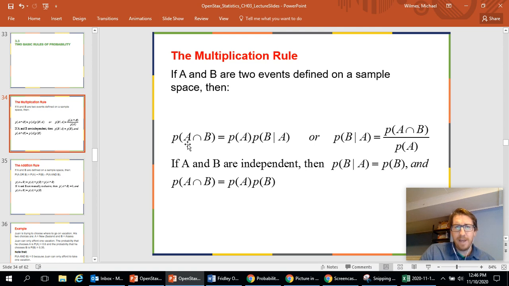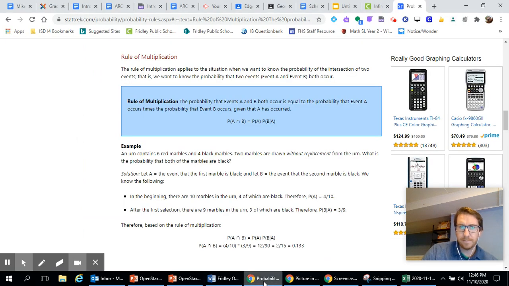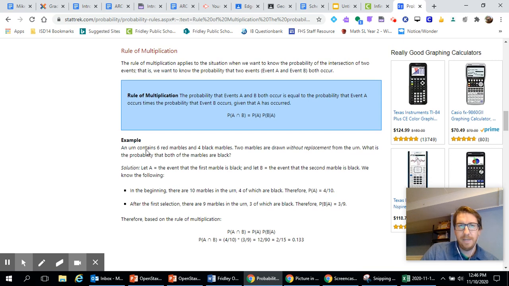To find the probability of A and B, given dependent events, we want to find the probability of A. Then we multiply that by the probability of B occurring given event A occurred, because we need event A to occur in order for this to also happen. And event A impacts the probability of event B. So that's where the dependent part comes into play. A good example of that is this example. So here we have our rule of multiplication.